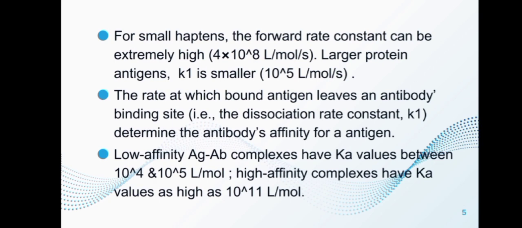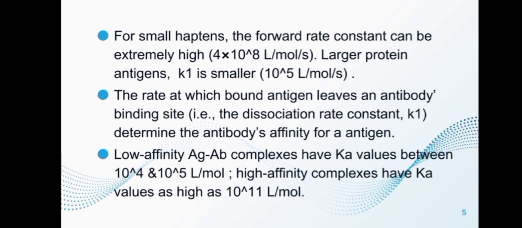For small haptens, the forward rate constant can be extremely high. In some cases, K1 can be as high as 4 × 10^8 liters per mole per second. For larger protein antigens, however, K1 is smaller, with values in the range of 10^5 liters per mole per second. The rate at which bound antigen leaves an antibody binding site, that is the dissociation rate constant K minus 1, plays a major role in determining the affinity for an antigen.